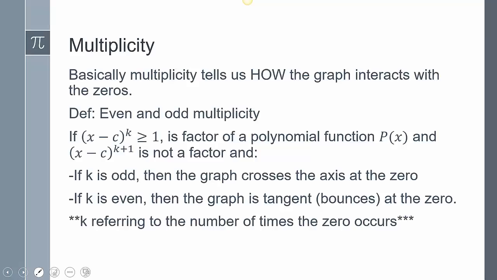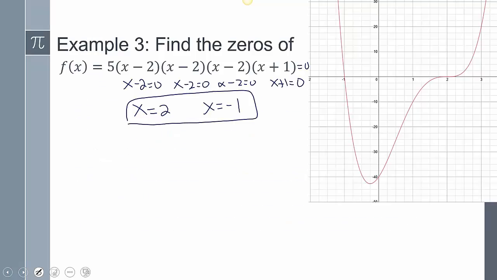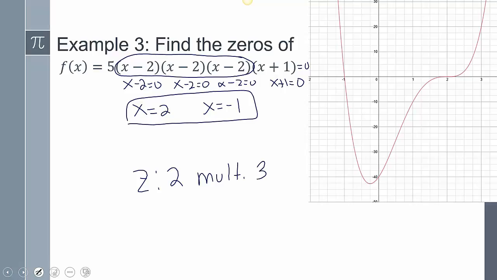So let's look at those previous two examples once again. Going back to the first example, we found that our 0 was 2, but that 2 occurred 3 times. So because it occurred 3 times, I'm going to say it's multiplicity 3. My other 0 was -1. It only occurred once, so that is multiplicity 1. By that definition, when our multiplicity is odd, it's going to cross through that 0. That's what happened here. At -1, it crosses through. At +2, it crosses through.